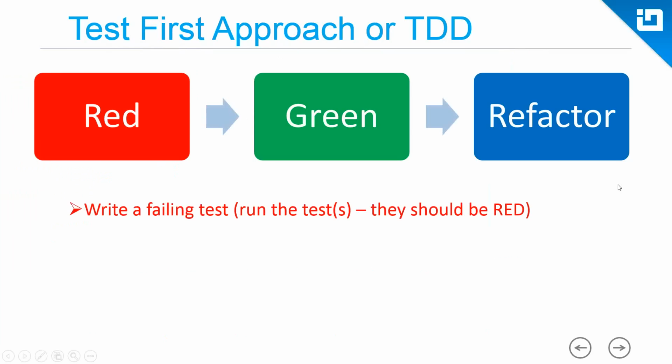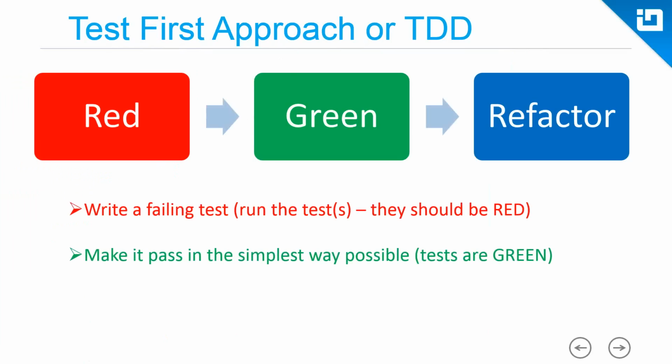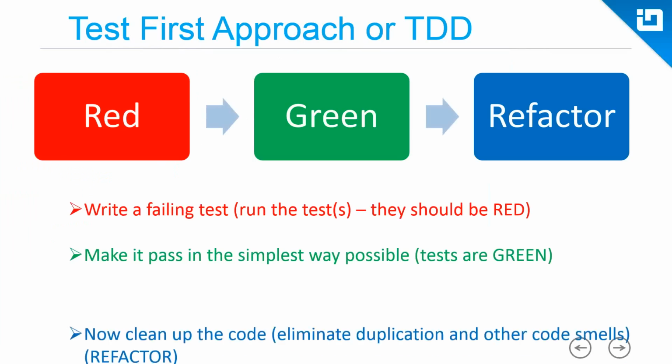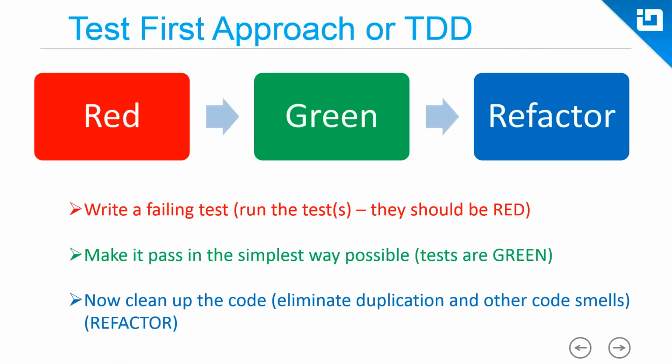So let us first do that. And once you have the test in place, then you will go and implement the functionality in the simplest way possible, such that you make sure that your test turns from red to green. Once that is done, you'll refactor your code. You will clean up the code, eliminate any duplication, or any other code smell, and that is the blue part of your code.